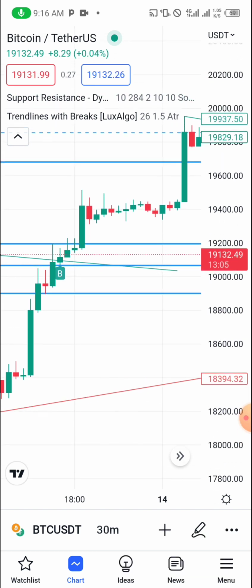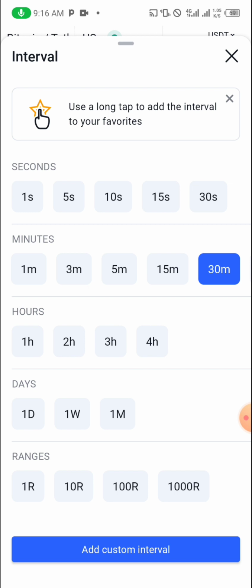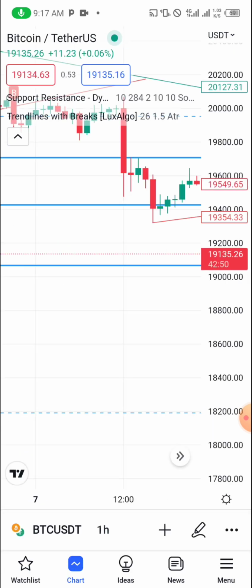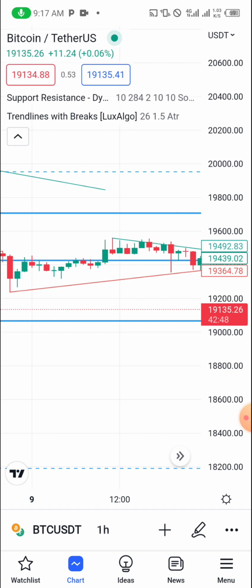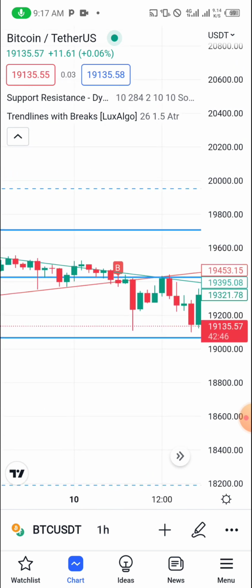The reason I use 1 hour time frame most of the time is because other institutional traders make use of 1 hour time frame. The most popular time frames are the 1 hour, 15 minutes, 4 hours, and 1 day. So I'm going to make use of the 1 hour time frame right now, and I'm going to show you exactly right here on my screen.